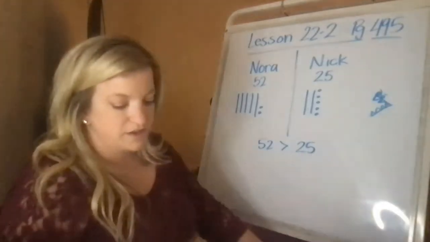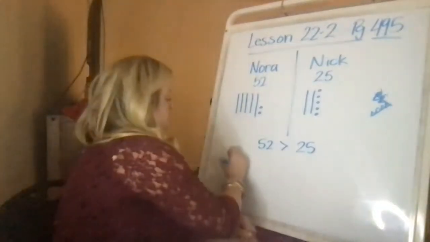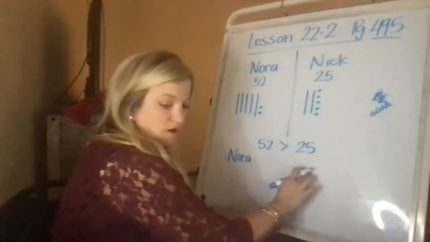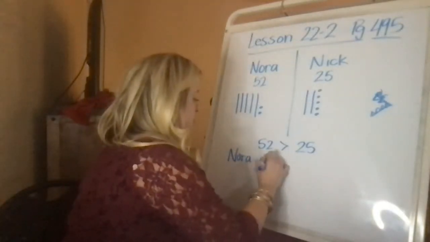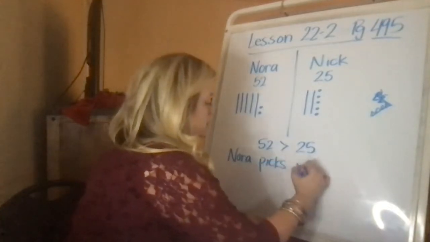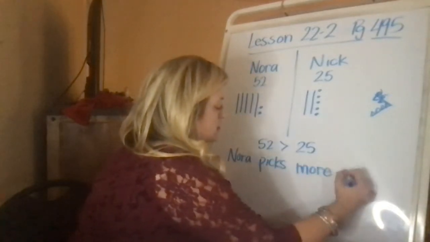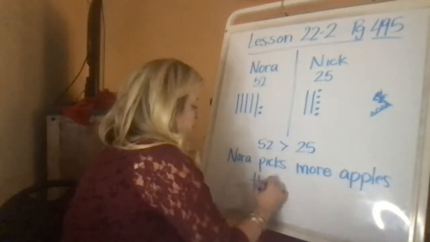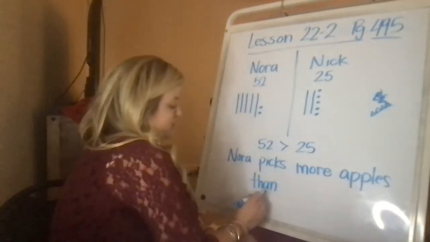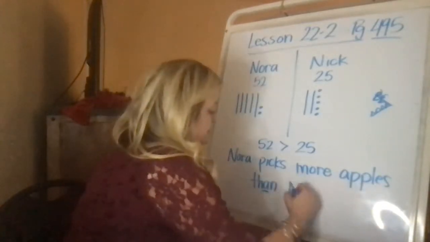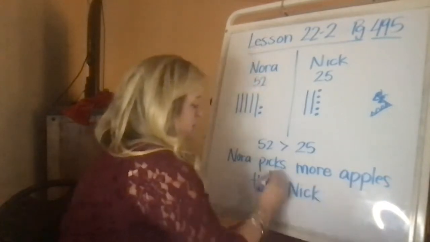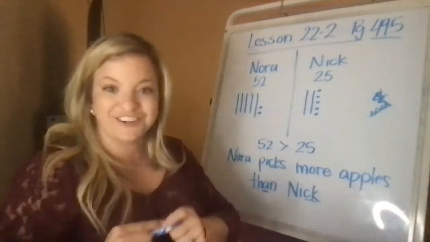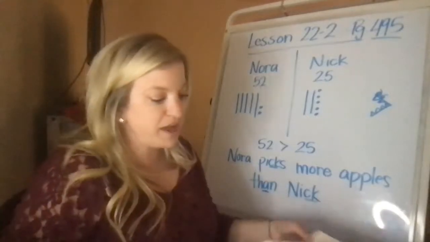All right. Nora is what you're going to put in that first line. Nora picks more apples than Nick. Remember, when you're comparing, you use than with the A, than Nick. Hard CK says k, k, k. Good job, friends. Turn the page.